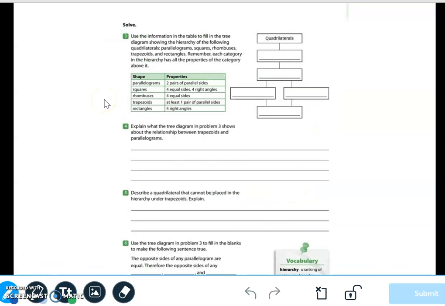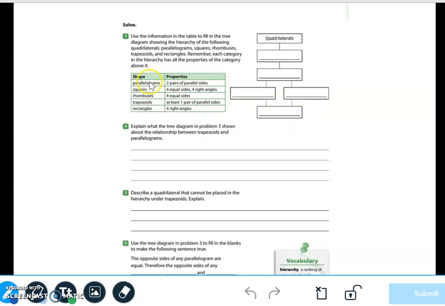Question 3 says use the information in the table to fill the tree diagram showing the hierarchy of the following quadrilaterals. We have our parallelograms, squares, rhombuses, trapezoids, and rectangles. Remember, each category in the hierarchy has all the properties of the category below it. So if any of our polygons are below it, that means it also encompasses them.